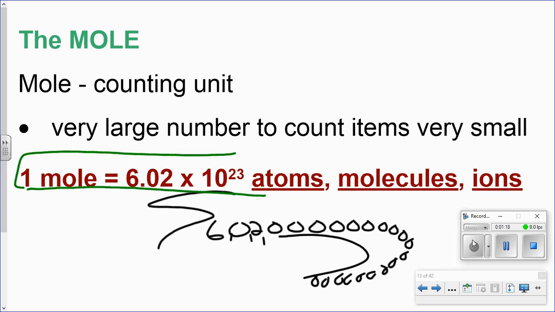Okay? So now, if you notice, I have a conversion factor here. 1 mole of anything is this many particles. So it doesn't matter if I'm talking about infinitely small particles. I could be talking about popcorn kernels. I could be talking about basketballs. I could be talking about planets. It doesn't matter. It's just a counting number. 1 mole of anything is 6.02 times 10 to the 23rd of those pieces.